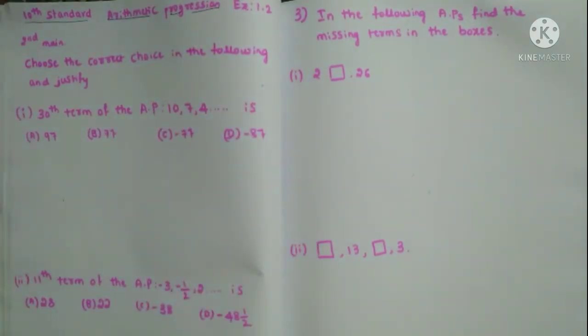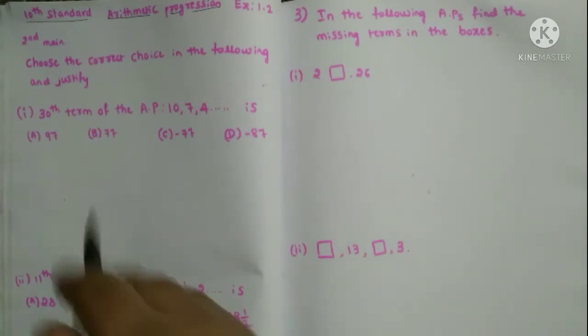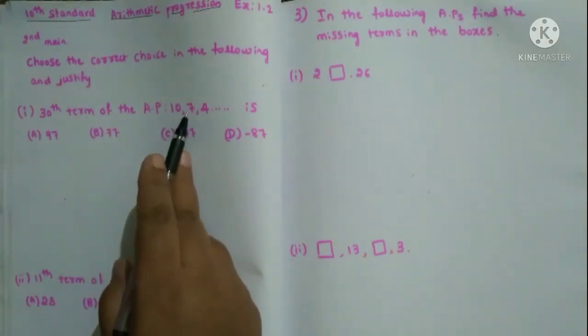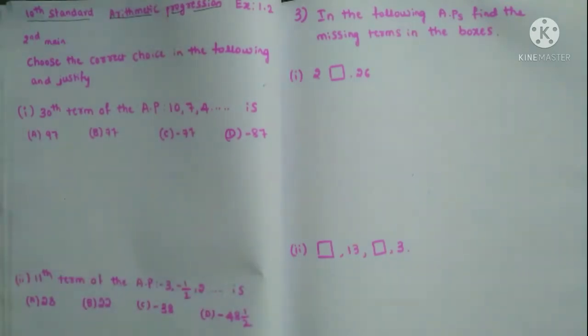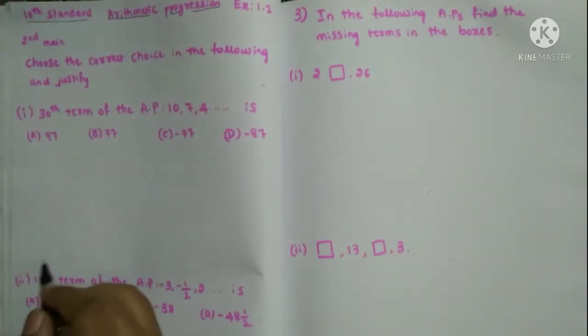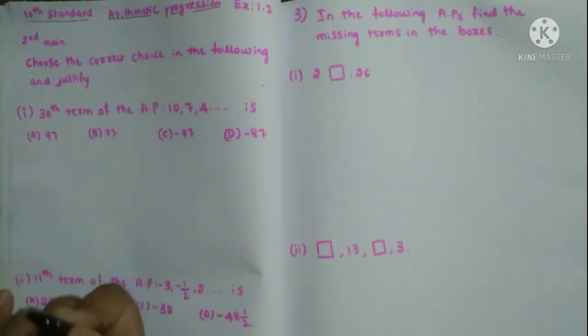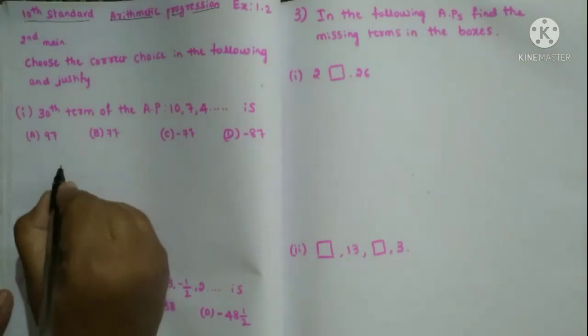And D, what will you do? You have to subtract second term minus first term, then you will get the D. Common difference: how you are going to get it in the AP? Second term minus first term. We already know it is an AP, so you have to subtract second term minus first term and you will get the D value. So I will use the formula and solve it, and I will also tell you how to solve using A30 equal to A plus 29D. So I will tell you now.